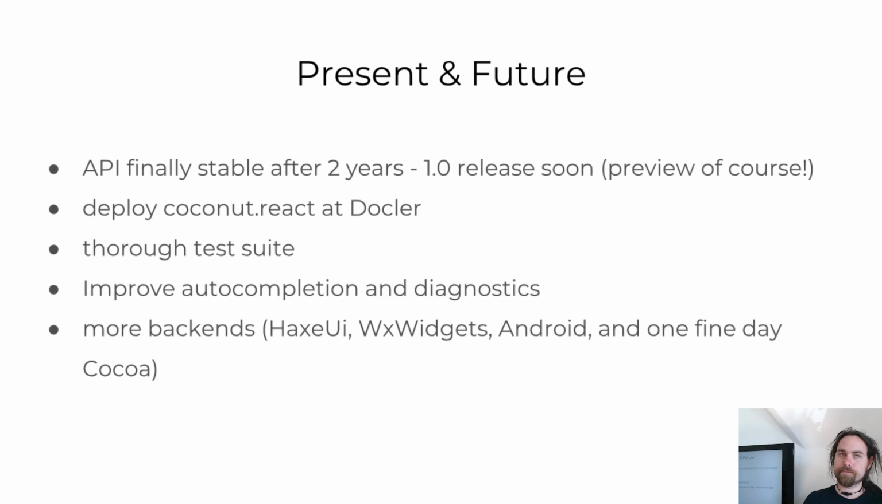Like the Coconut VDOM, for example, is 150 lines of code or something, because you really need to just tell the differ how to create native elements, how to apply properties to native elements, and how to add children to native elements, and then the rest happens.